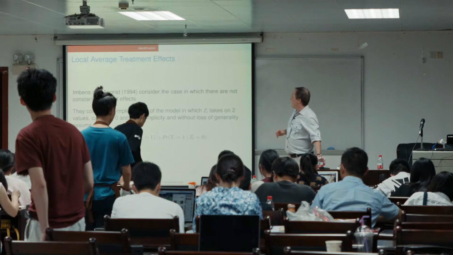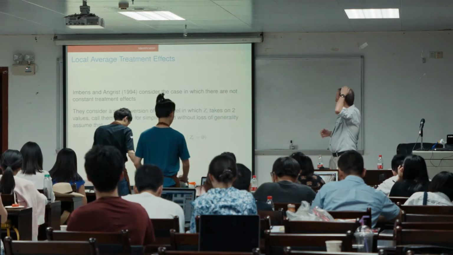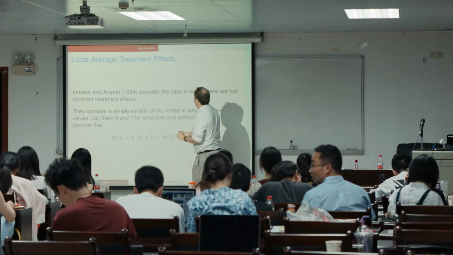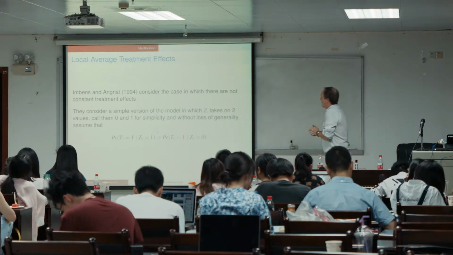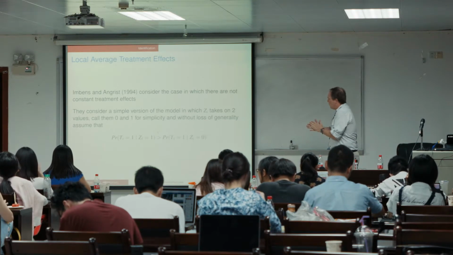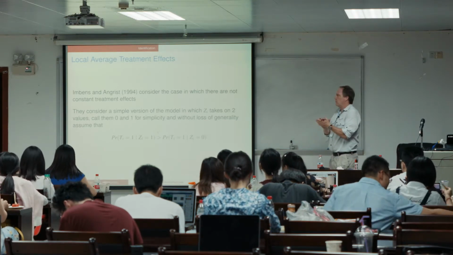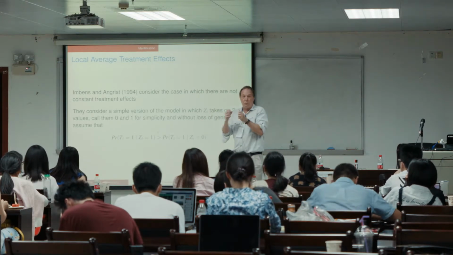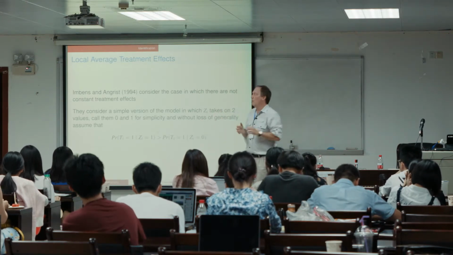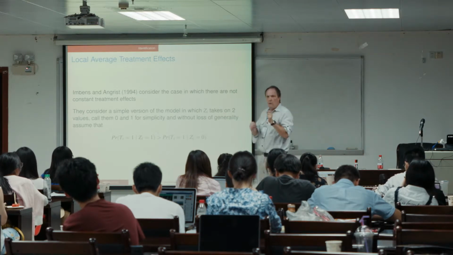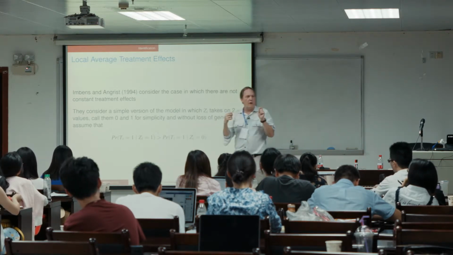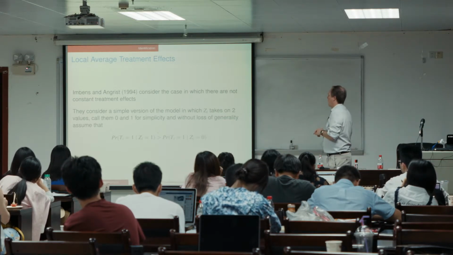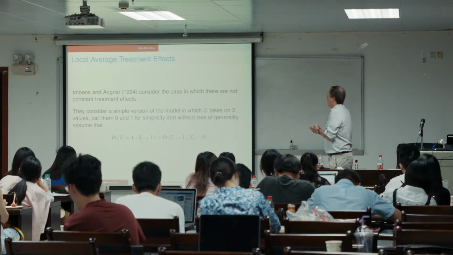Okay, so next what I want to talk about is a really important paper by Imbens and Angrist, 1994. Now we want to think about the case where alpha has an i subscript, so we're not in the constant treatment effect case. Some people get larger effects than others, and we want to think about what we get when we do IV. If we run an IV model, what do we estimate in this case where we have random effects?